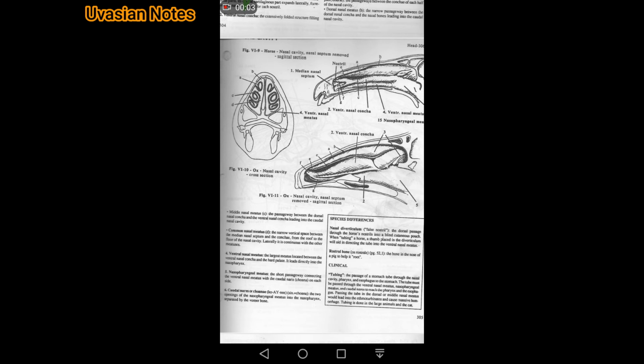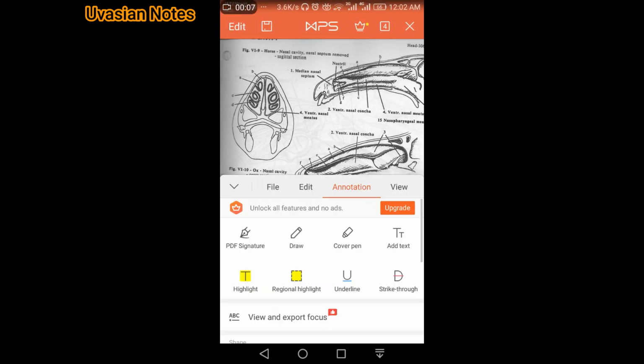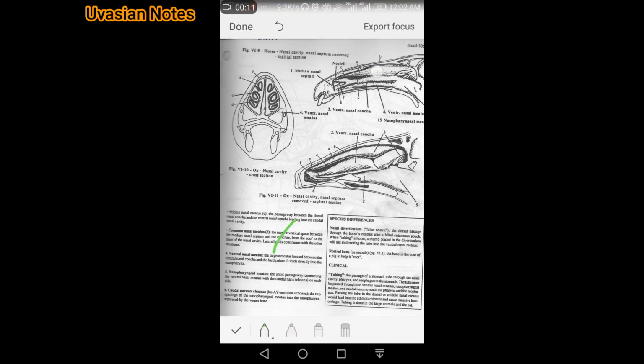Now this is another view of the nasal cavity, and in the case of the horse, you can see that this A is the dorsal nasal concha, and then we have this labeled ventral nasal concha, and in this picture you can see the meatuses well described. Meatuses are the passageway between conchae, and the dorsal nasal meatus, which is B, is the space between the nasal bone and the dorsal nasal concha. Then we have the middle nasal meatus, which is C, small c. It is the passageway between the dorsal nasal concha and the ventral nasal concha, and it also leads to the caudal nasal cavity.